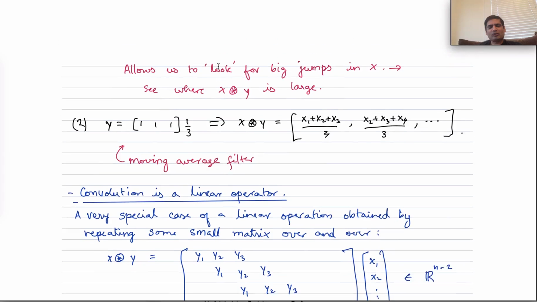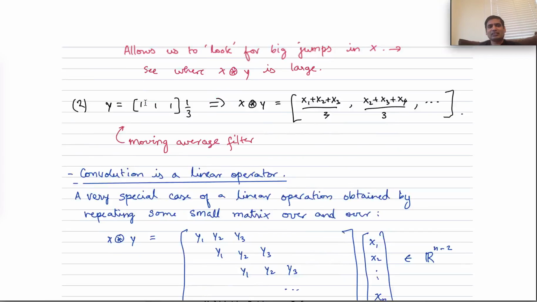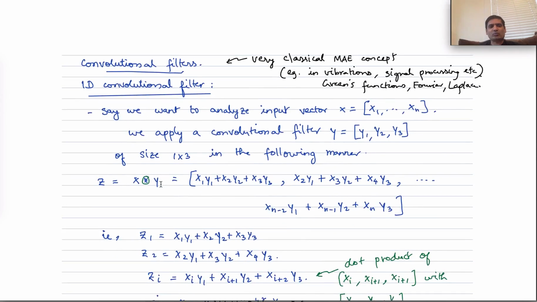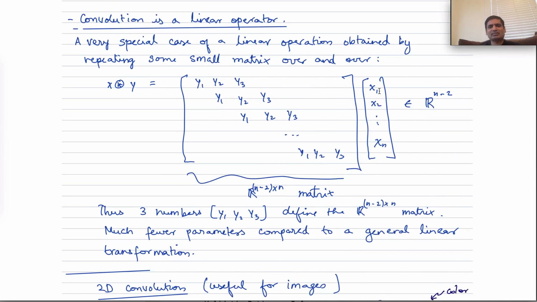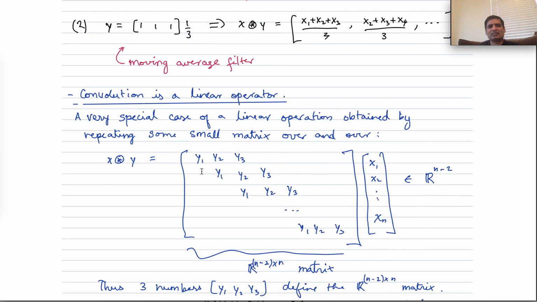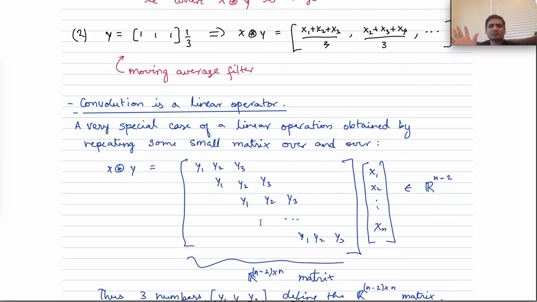Okay, so convolution is a linear operator, okay? If you have the input x, the output z is just some matrix times the input, and the matrix is basically this thing, okay? It's the same thing repeated, shifted, repeated, shifted, repeated, and so on. In this case, if you had y1, y2, y3, a 1 by 3 convolutional filter. Of course, if you have more elements in y, then you would have y1, y2, y3, y4, y5 repeated, okay? So it's just a linear operation.